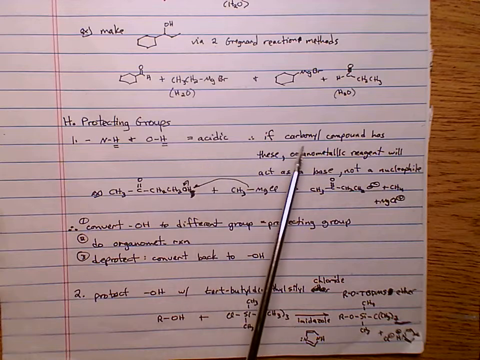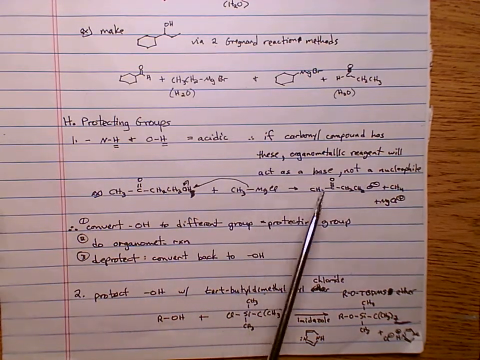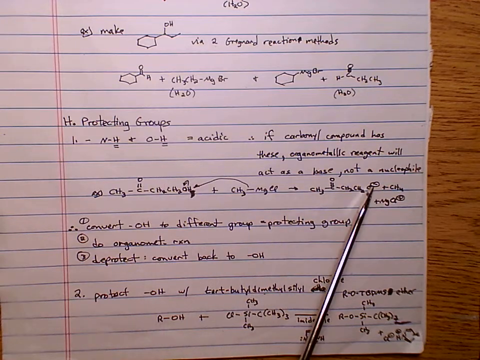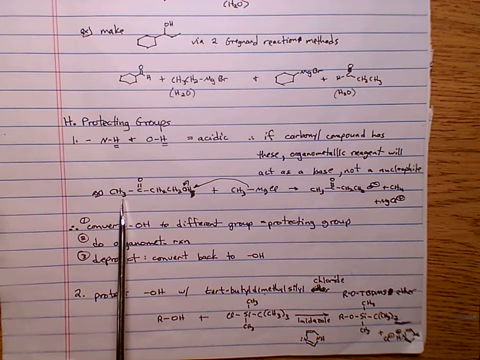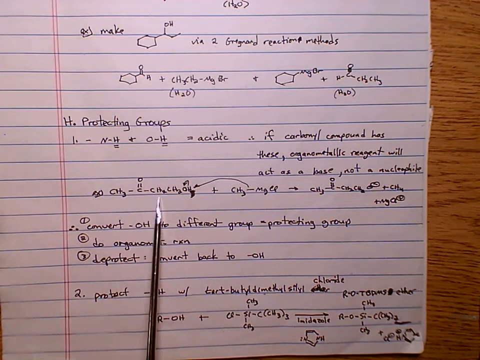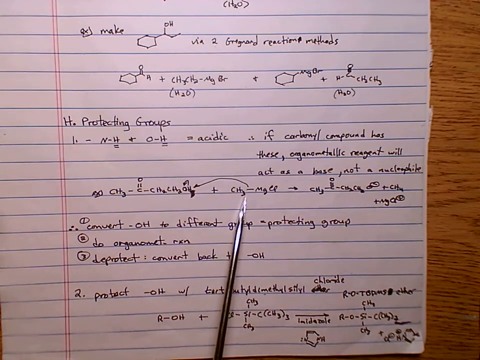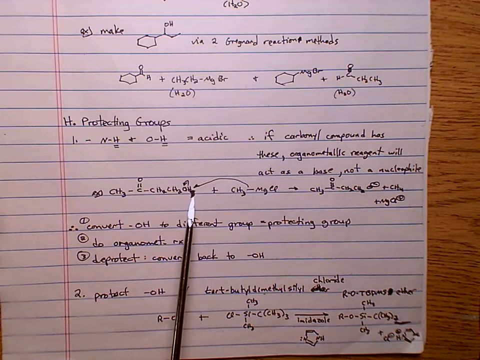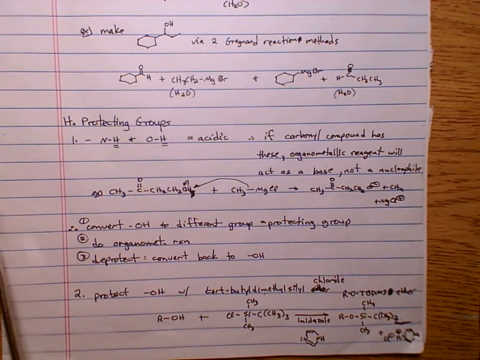So if a carbonyl compound has OHs or NHs, the organometallic reagent will act as a base and take that hydrogen and not attack the carbonyl carbon. It won't act as a nucleophile. Here's an example. We've got this ketone that's got an OH at the end. You want the Grignard reagent to add here, but it's not. It's just going to take this hydrogen, giving you this, and then everything is sad.